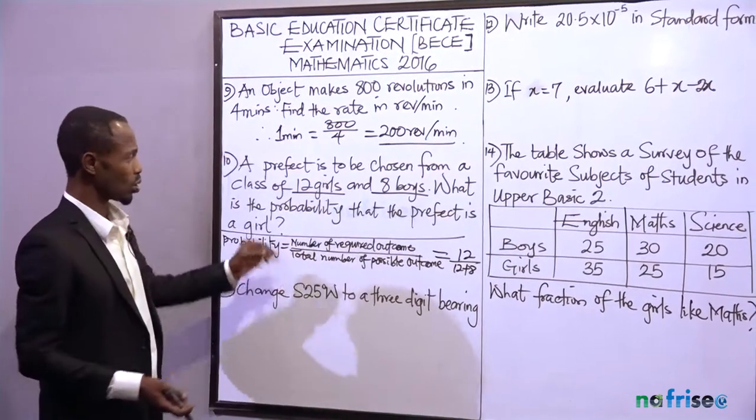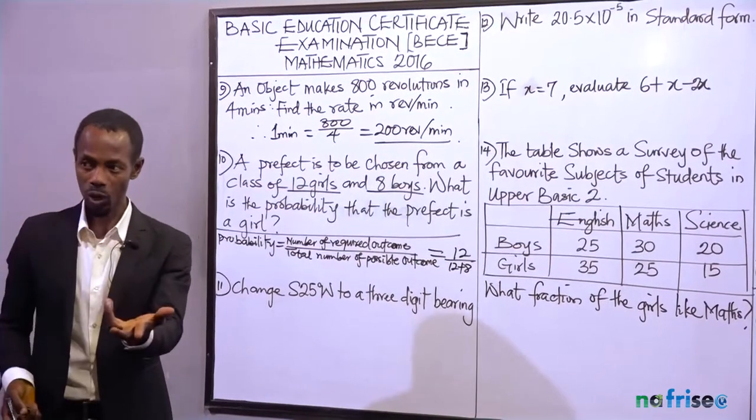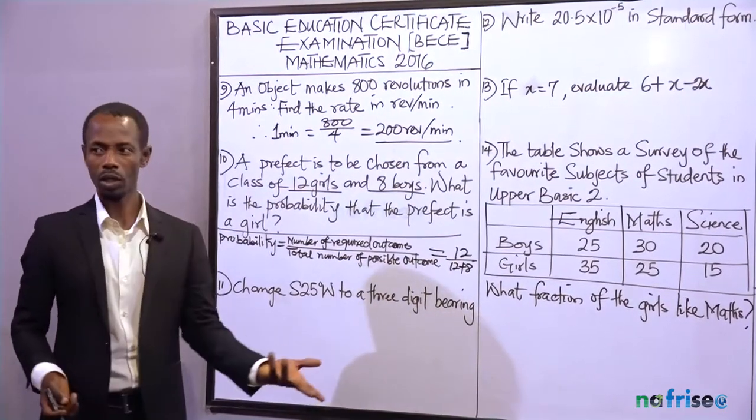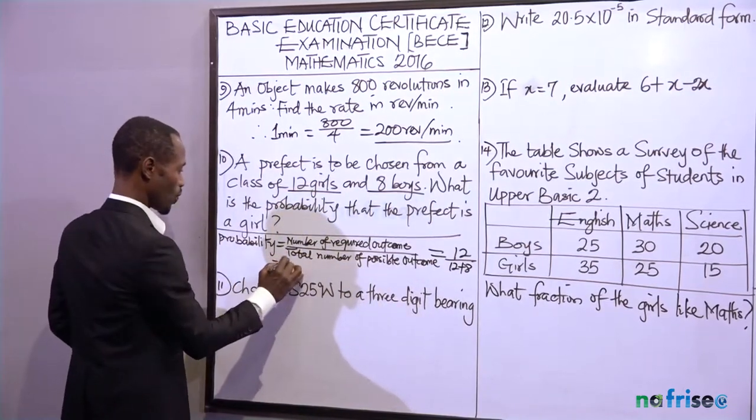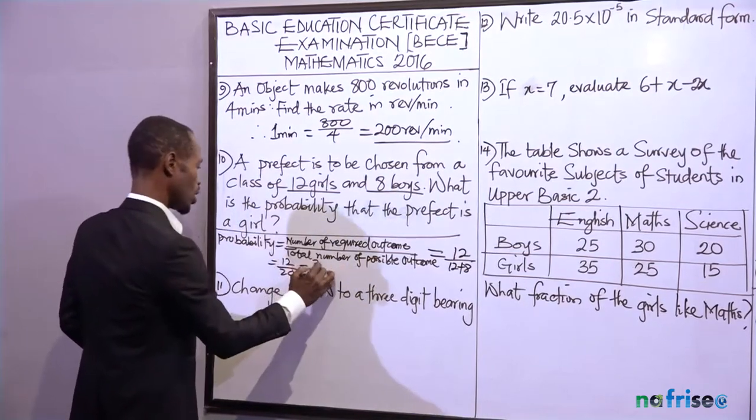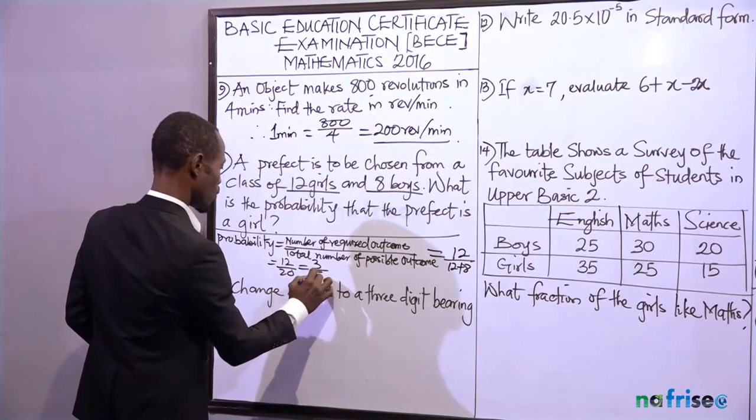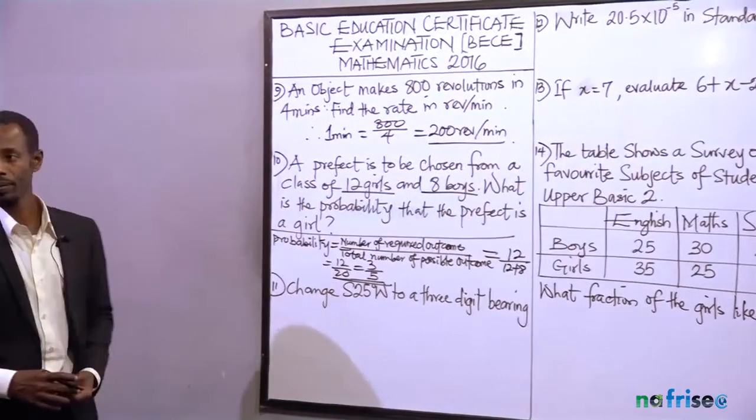But in this situation, you have 12 girls, 8 boys, and they want to choose a prefect out of 20 people. So what's the probability of it being a girl? So it has to be 12 over 20, and that simplifies, dividing by 4 here, 3, and 4 here, what? 5. So this is the answer to that probability, 3 over 5.